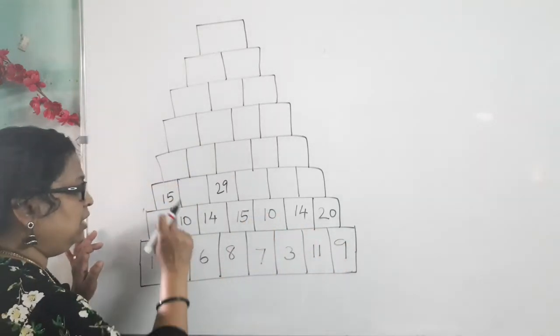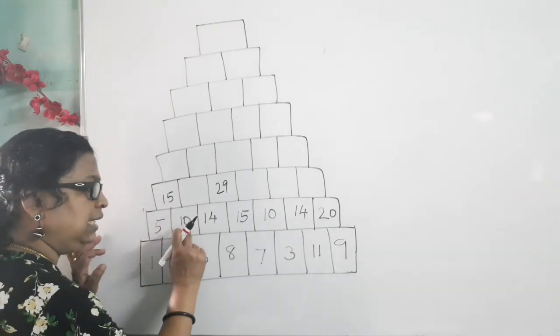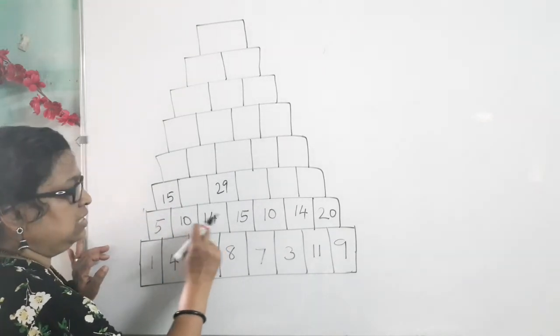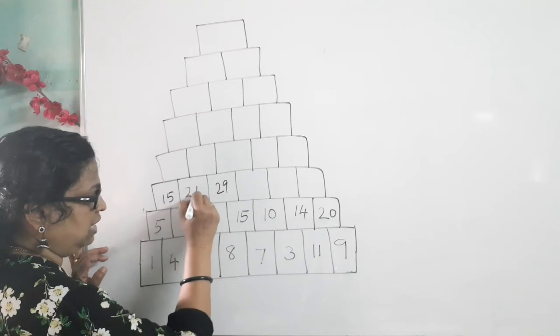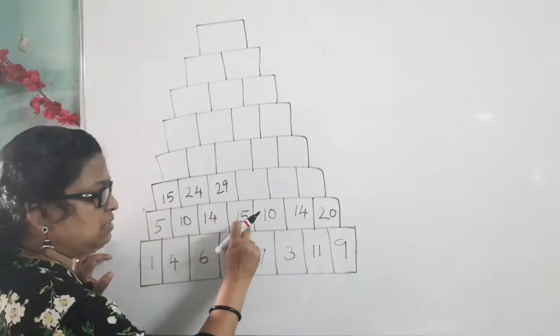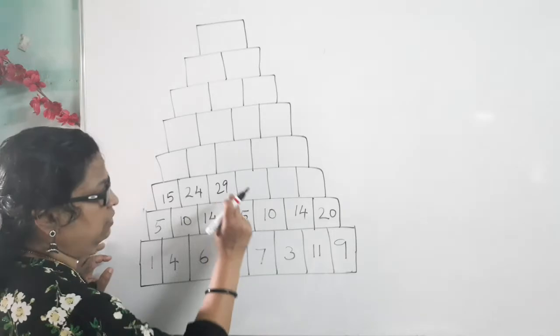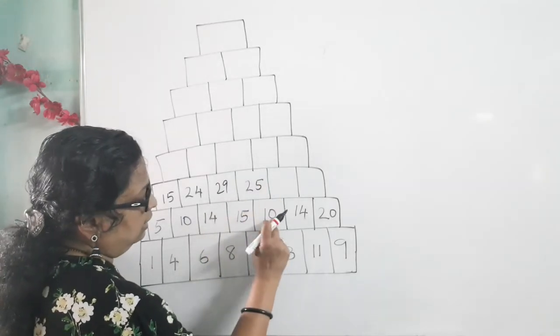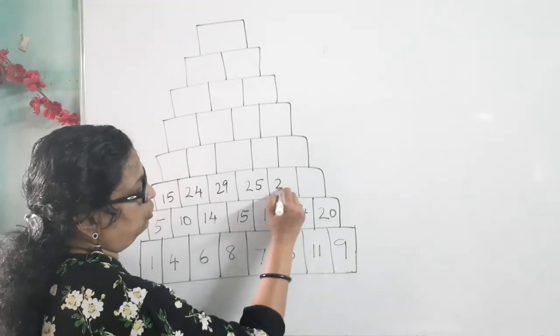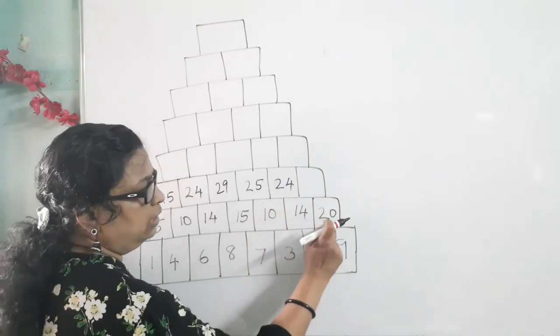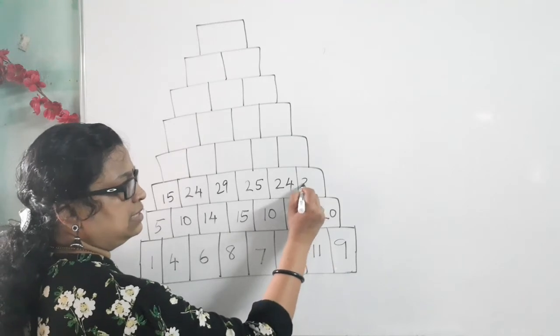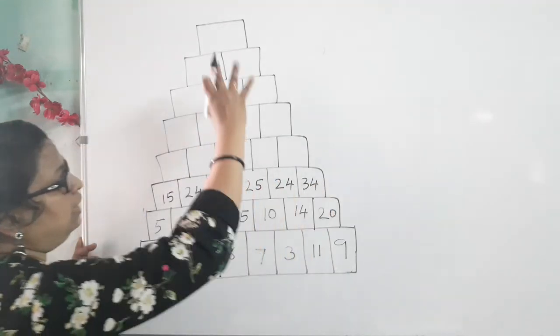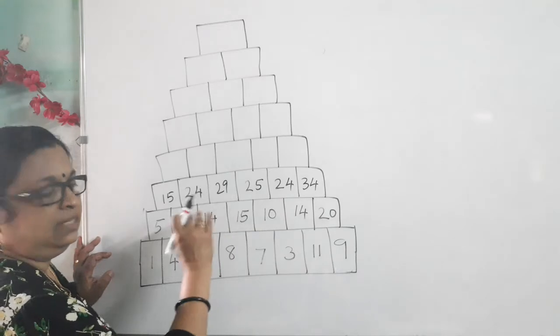Then 10 plus 5, 15, it is given. Then 10 plus 14, that is 24, that we write here. Here 14 plus 15, 29, that is already given. Then 15 plus 10, 25. Then 10 plus 14, 24. Then 14 plus 20, yes, 34. All the other columns we can fill by adding these two numbers.